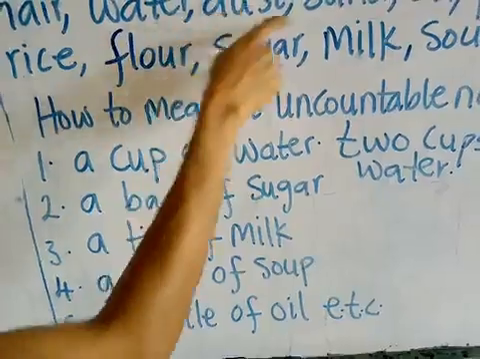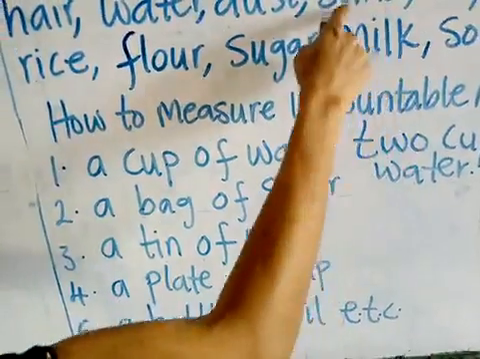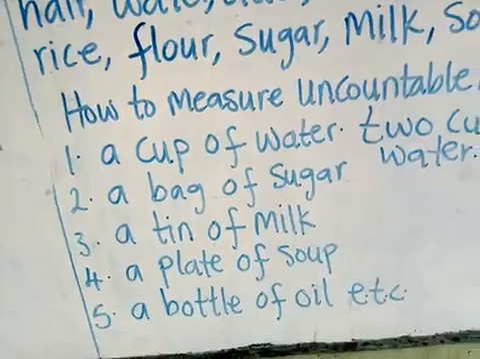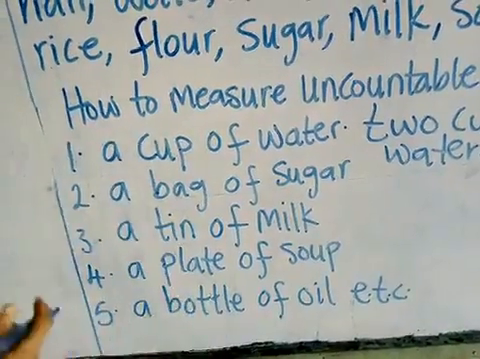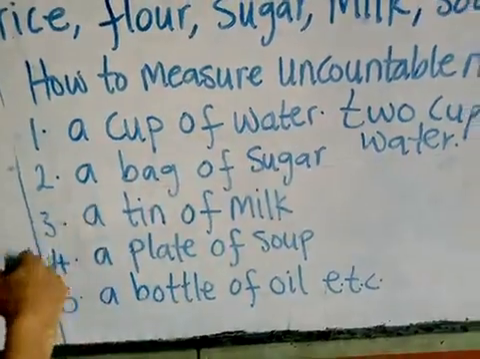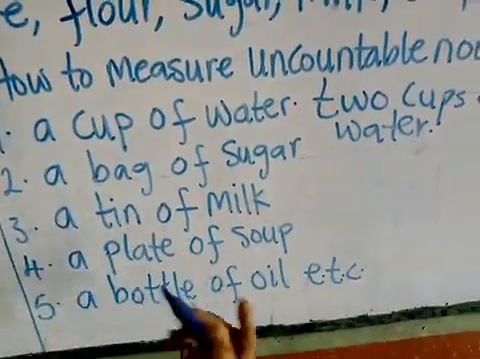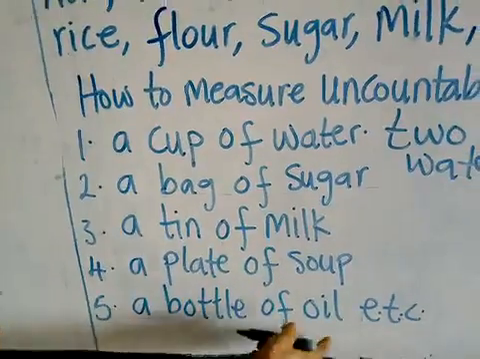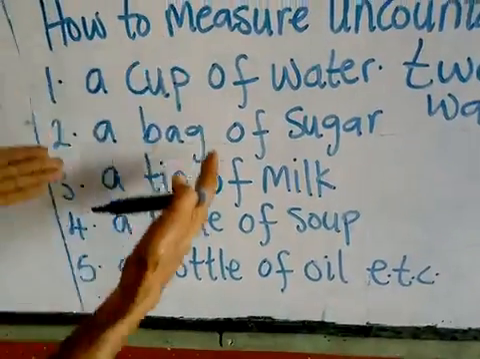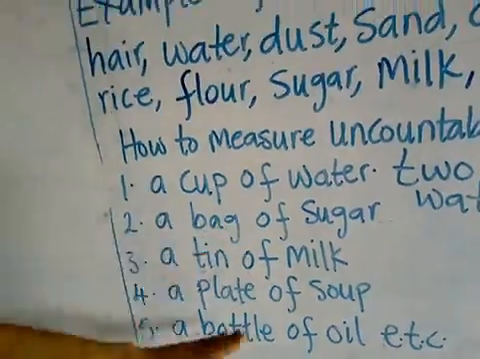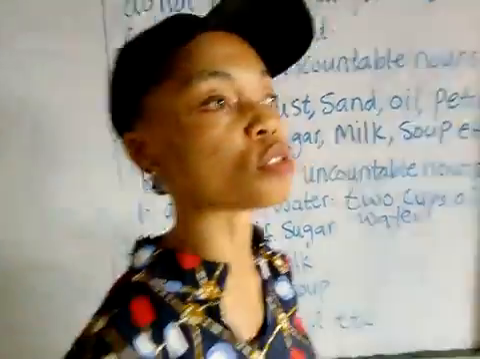But singularly, you cannot say sands, but you can say what? A handful of sand, and so on. Alright, we have a bag of sugar. You can also say 2 bags of sugar, 3 bags of sugar, a tin of milk, a plate of soup, a bottle of oil. Alright, so we use all these things to measure uncountable nouns, just as I have given you examples, which you are also going to do.